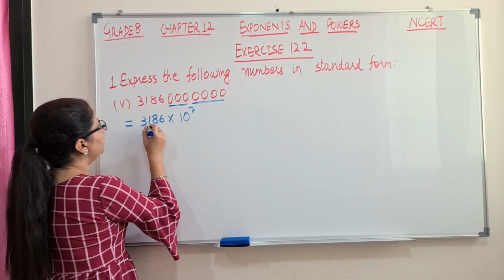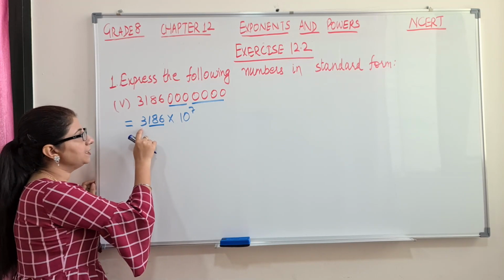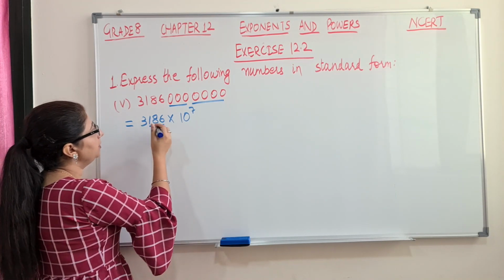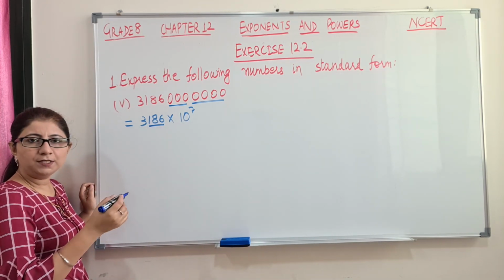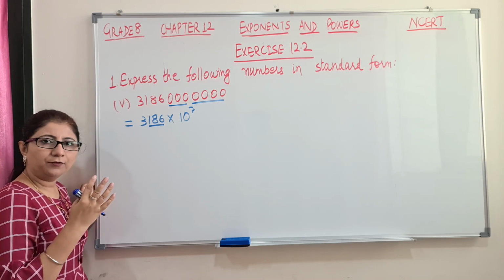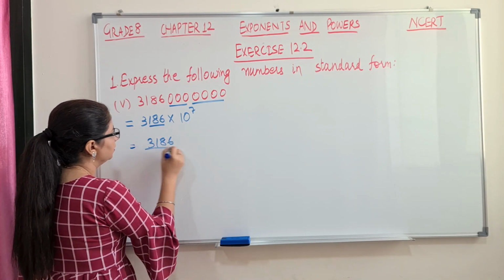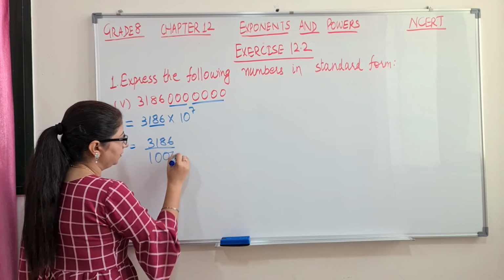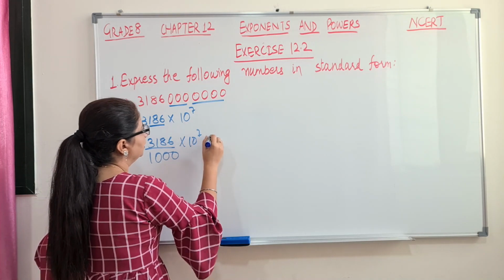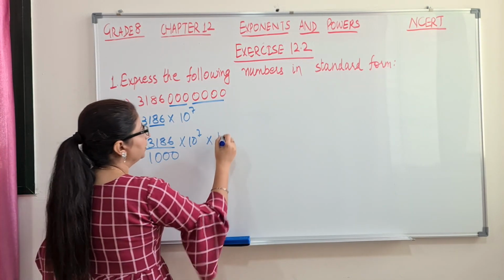Right? So again I need 3 digits after decimal, because before decimal we can have only 1 digit in standard form. So to convert this into standard form, how many zeros do I have to put in the denominator? 3, because there are 3 digits after decimal. So we can write it as 3186 over 1000.